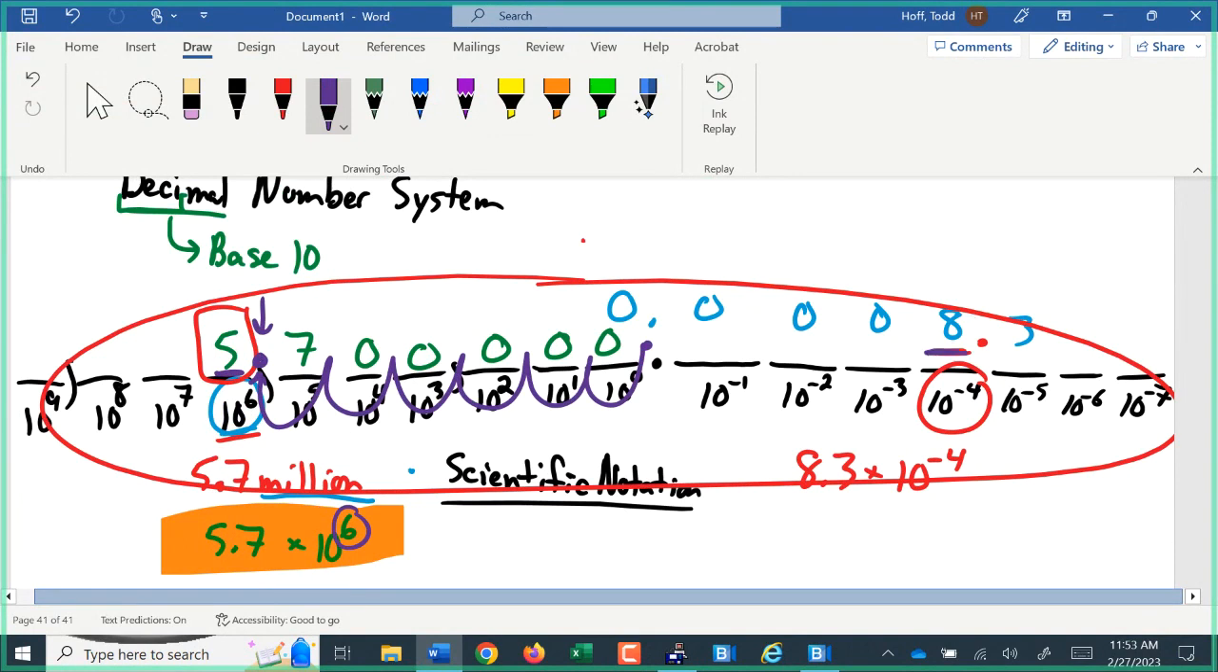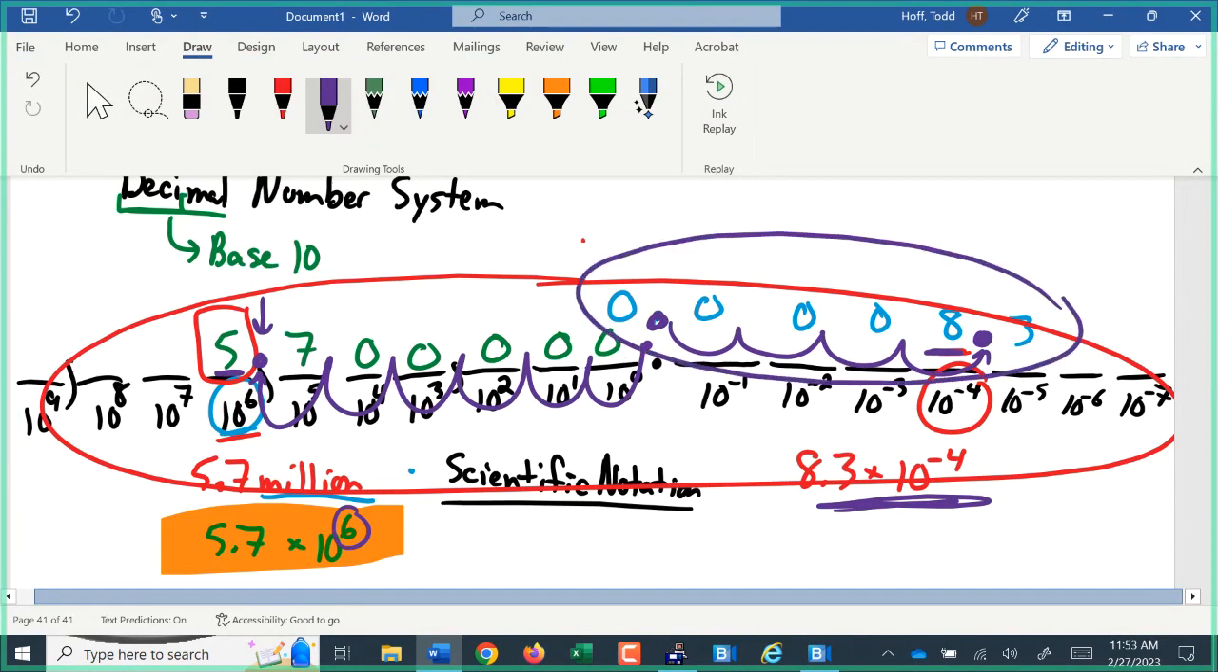For 0.00083, 8 was our first non-zero digit, so we had to put the decimal point after it. It started here, so we had to move 1, 2, 3, 4 places. Well, how did we know that that was 10 to the negative 4 instead of 10 to the positive 4? Because this is a really small number. It's less than 1. Remember, 1 is 10 to the power of 0. So anything smaller than 1 has to have a place value of 10 to the power of a negative number. So this is in the place values that are negative powers of 10 because it's a small number. So we knew that had to be a negative 4.